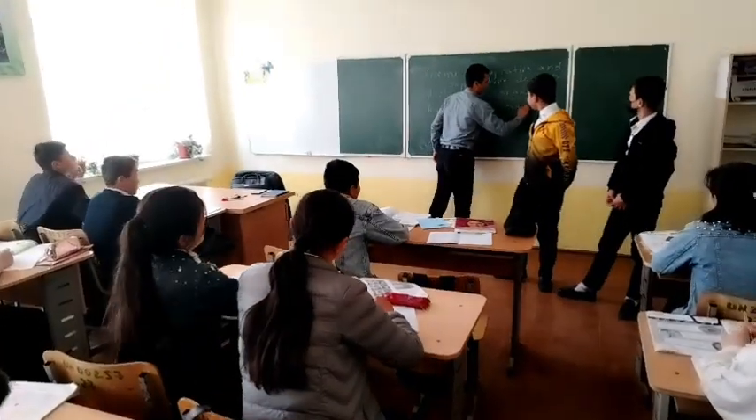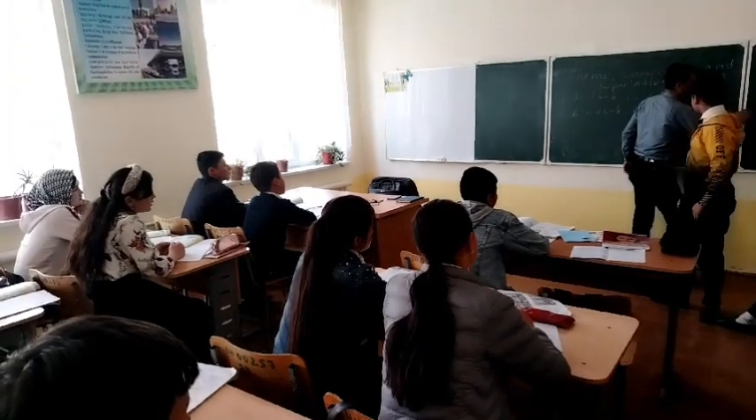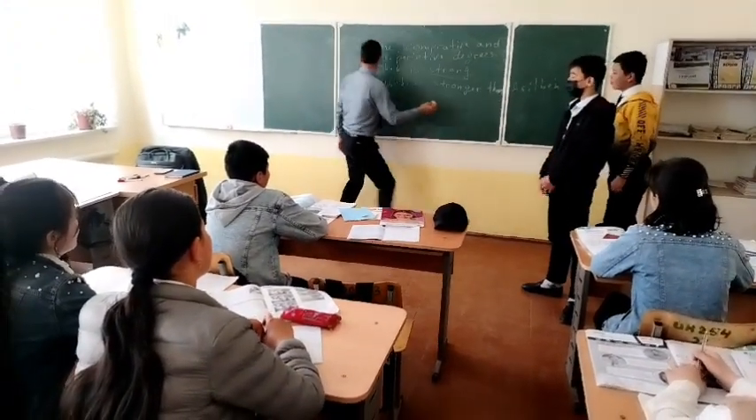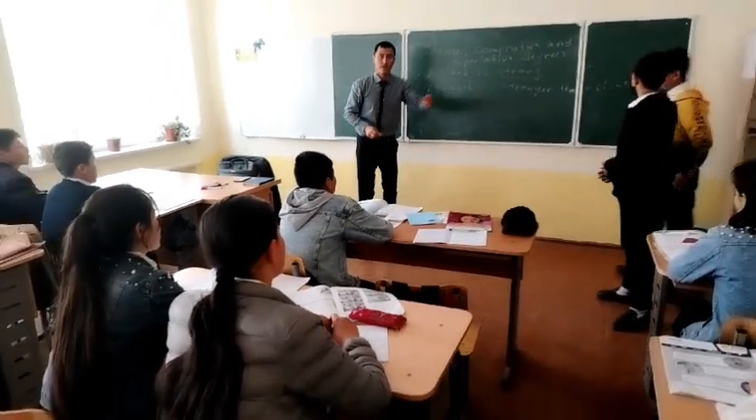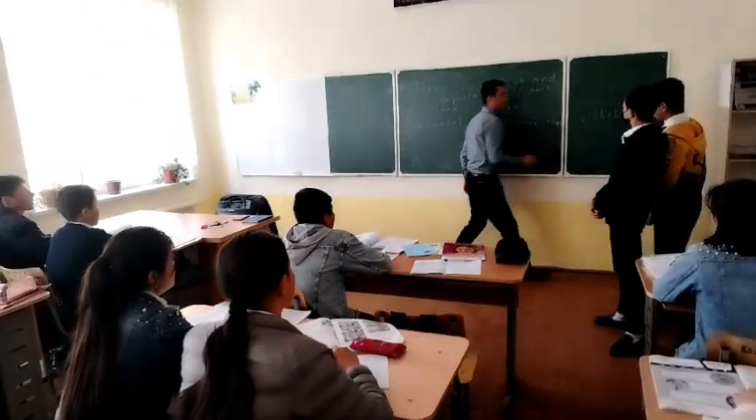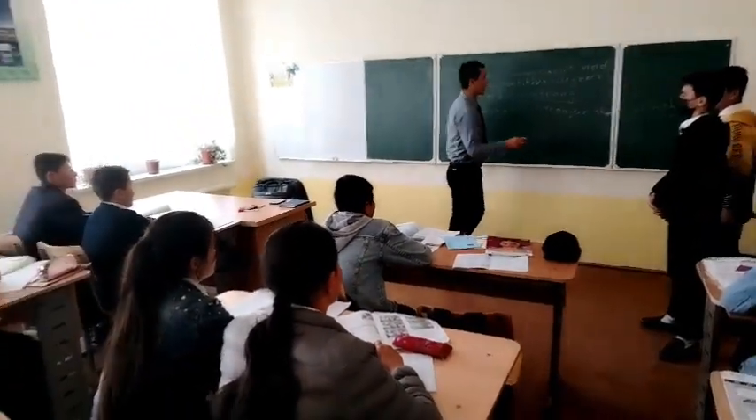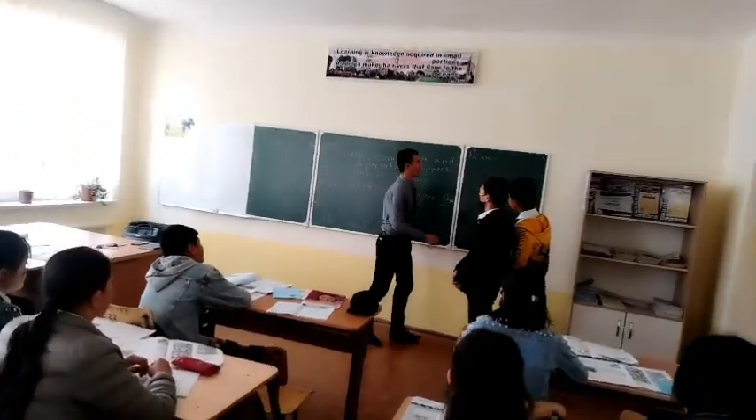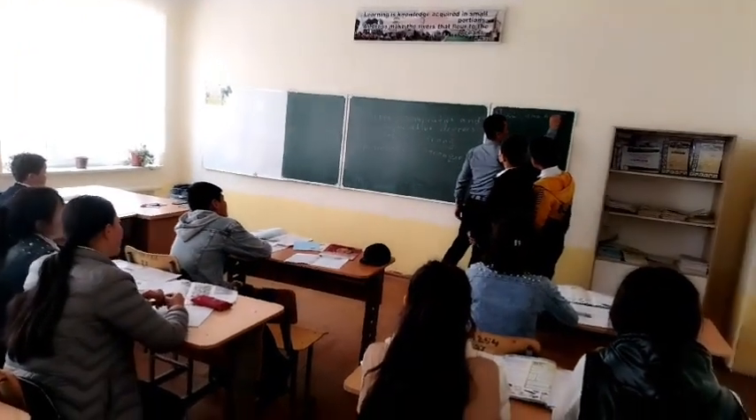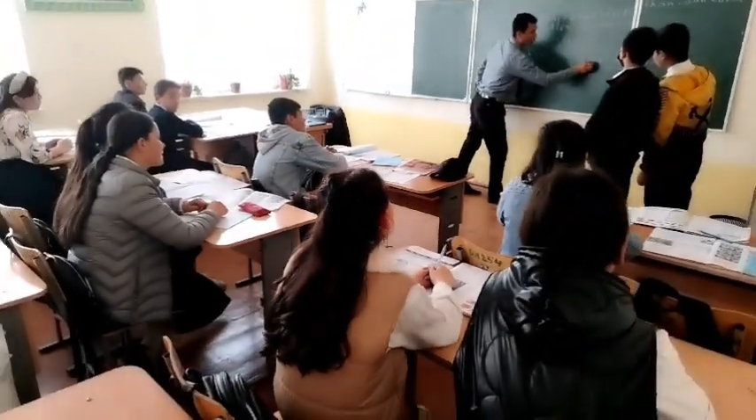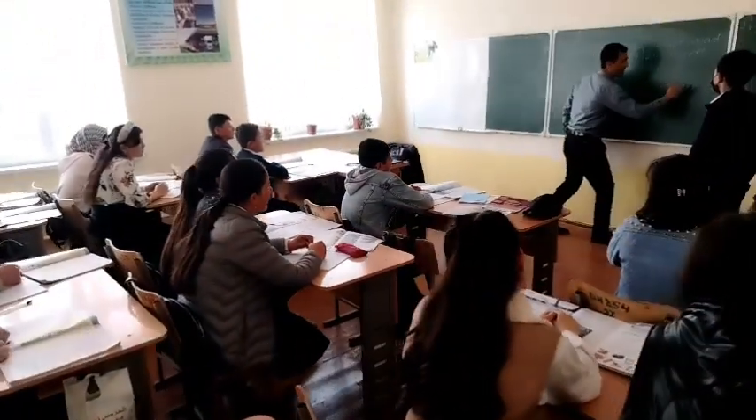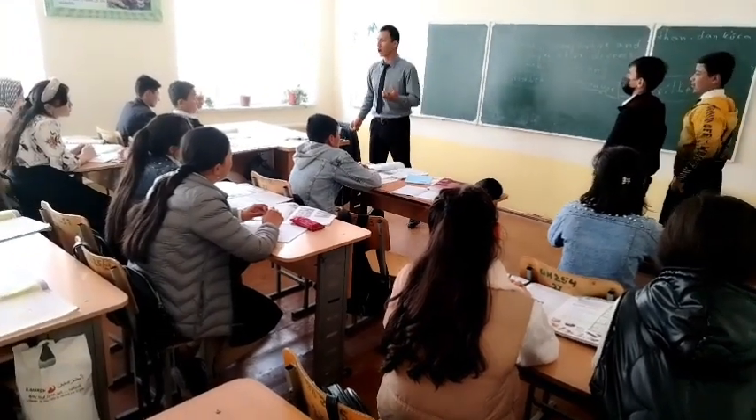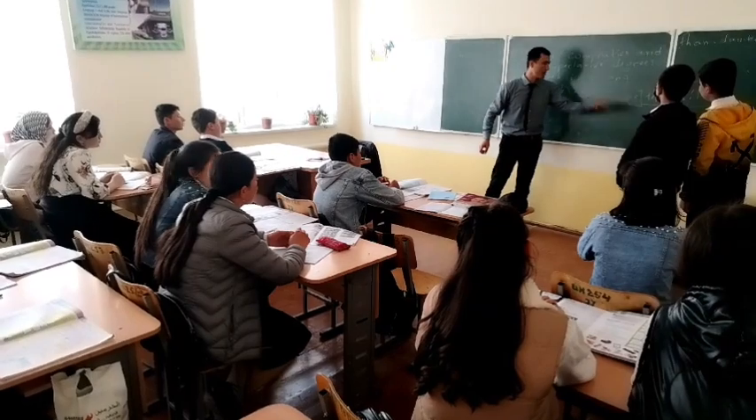Asılbek is stronger than Asılbek. Can you look at it? The first noun is Asılbek and the second noun is Asılbek. Here are two nouns, am I right? Before the second noun, we should use than. Yes, thank you, that's correct. Here we are using strong, and here we add er, giving the meaning of more. Asılbek is stronger than Asılbek.